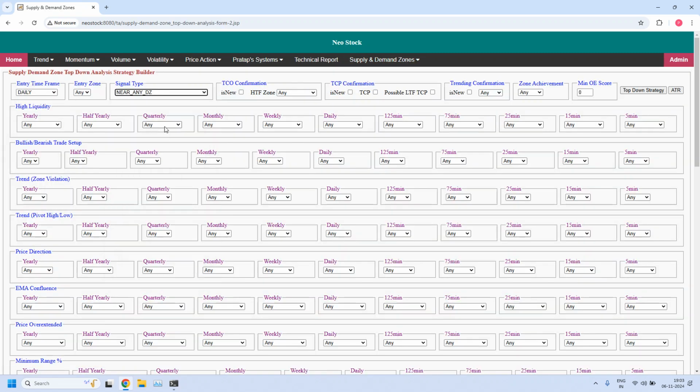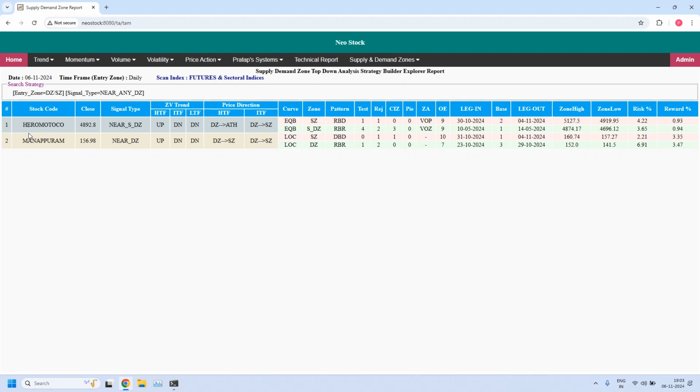Let us find the stocks near daily demand zone. 2 stocks are filtered. And the first one is a high liquidity demand zone, that is Hero Motor Corporation, already tested 4 times. So this is a daily high liquidity demand zone.